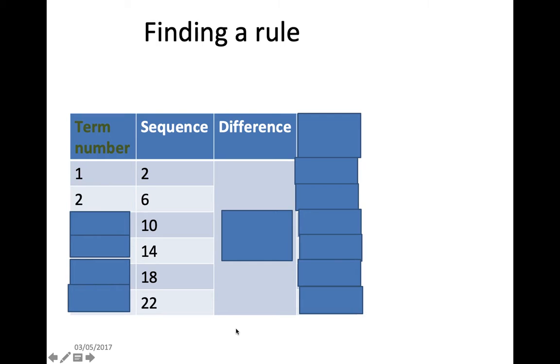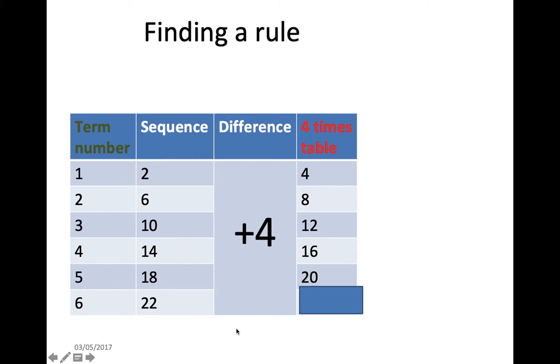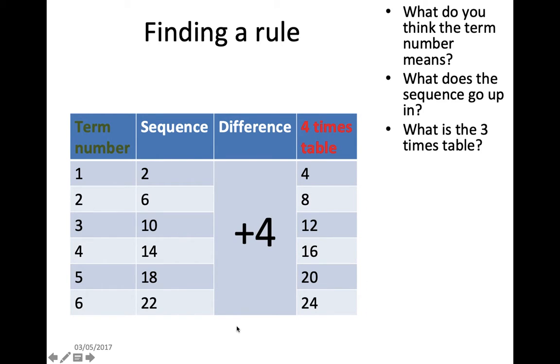For this sequence then, pause the video and have a think about what these go up in. Well done, it's plus 4. So if we write down the 4 times table, we're going to compare the 4 times table to the sequence itself. Now this is different to the previous example. Pause the video and have a think about why.